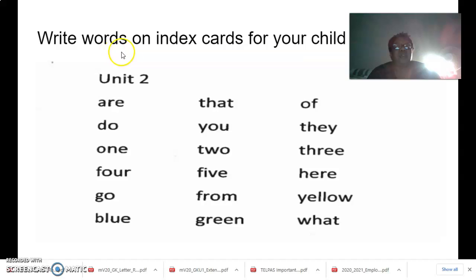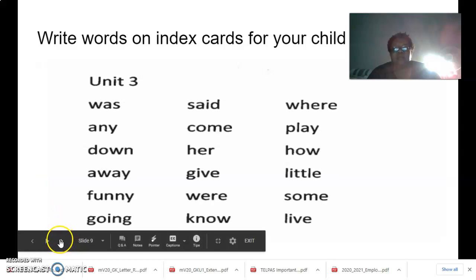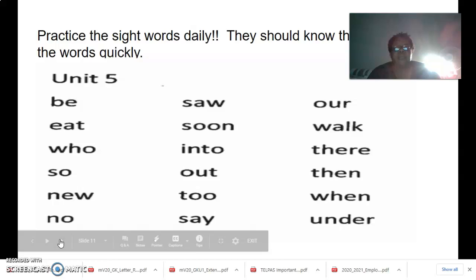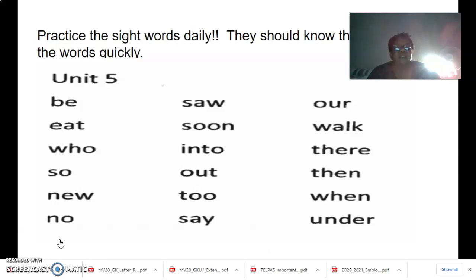And also remember, you can write the words on index cards for your child to learn. There are some more lists that they can practice.